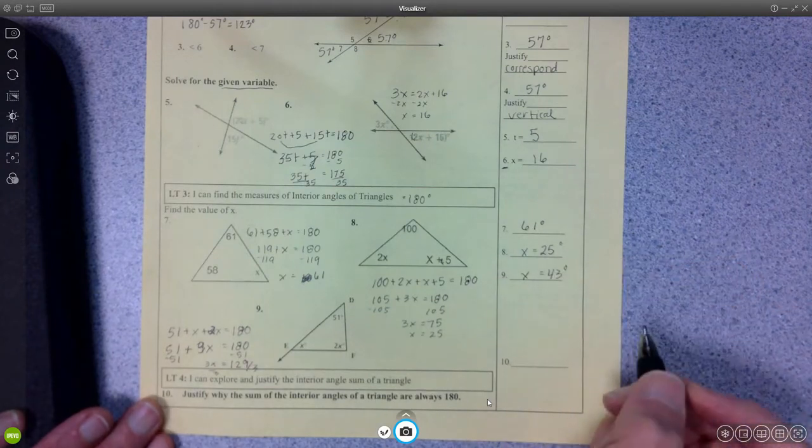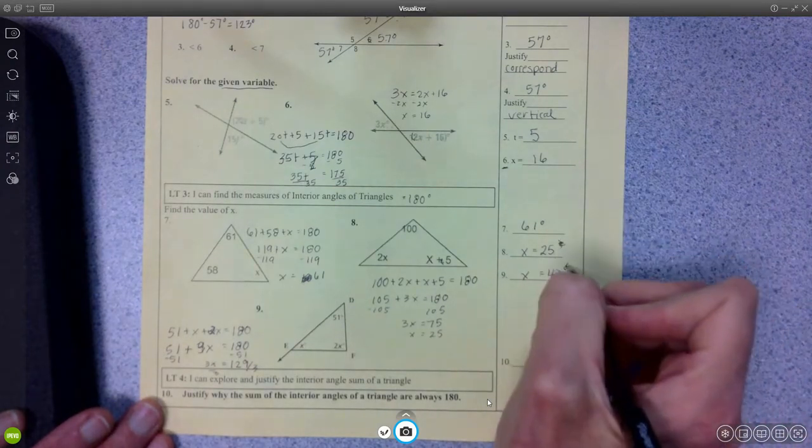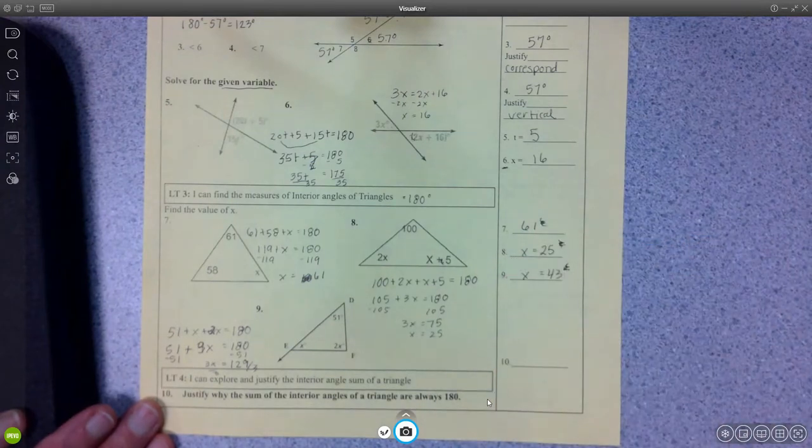Okay. So actually, it's not degrees, is it? It's just what the x is. You didn't have to find the angle on those. Okay, so justify why the sum of the interior angles of the triangles are always 180.